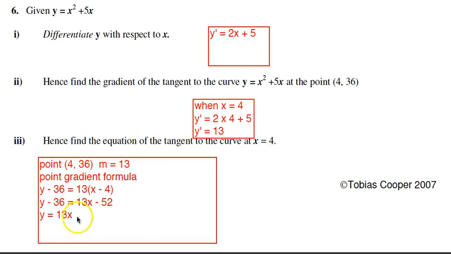We substitute into that. We expand. Then we've got y equals 13x minus 52 plus 36, which is minus 16. So the equation of the tangent, of course, it's a straight line. Tangents are always straight lines. And it's got a gradient of 13. It's very steep. Its y-intercept is negative 16.